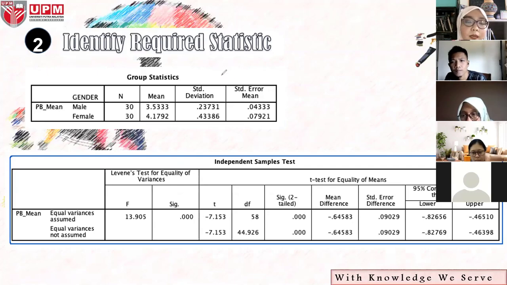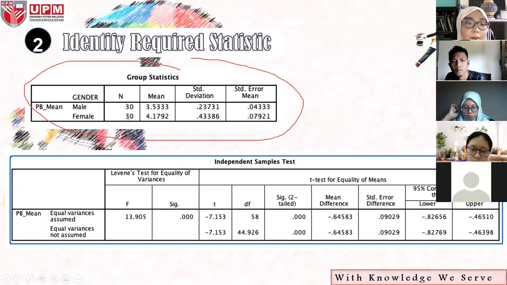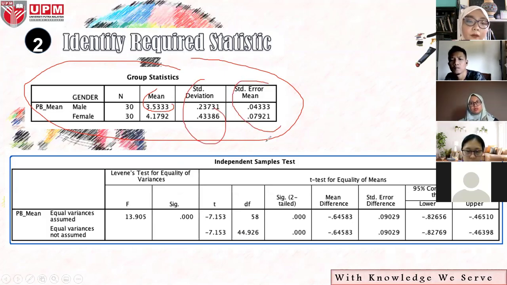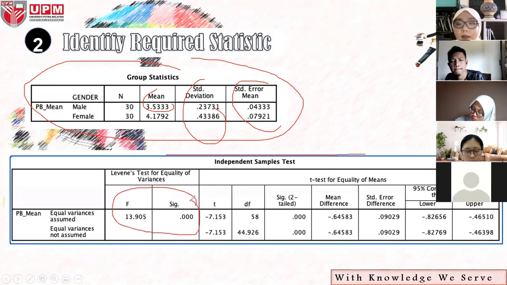Okay, so the first one, the group statistics will represent the descriptive of your data: the number of samples according to the group, mean based on group, standard deviation, and standard error. Based on the finding, you can see the first column is the test for equality of variance. So F equals 13.905, and the significant value is 0.000. So does this mean that it met the presumption of equality of variance or not?